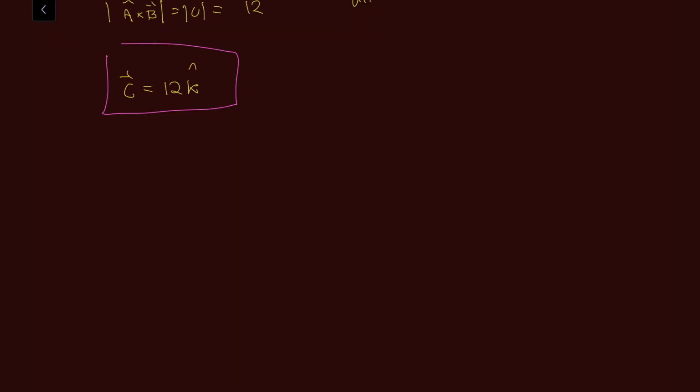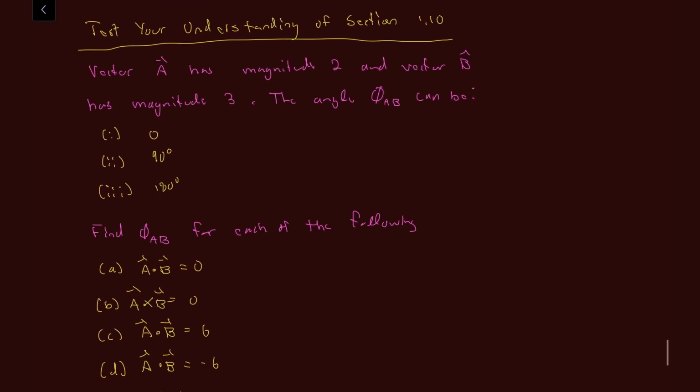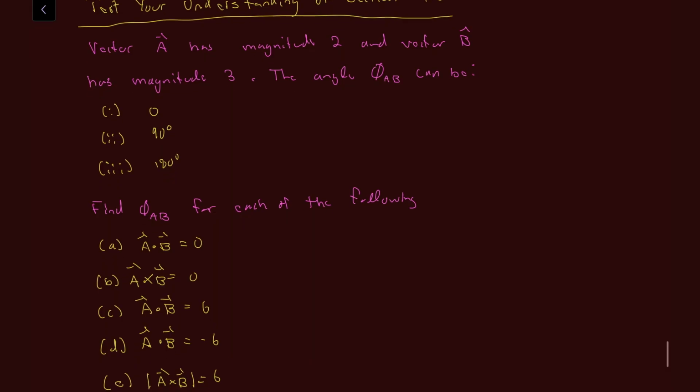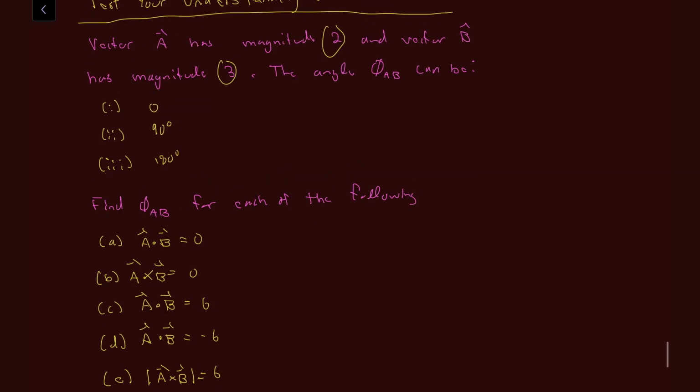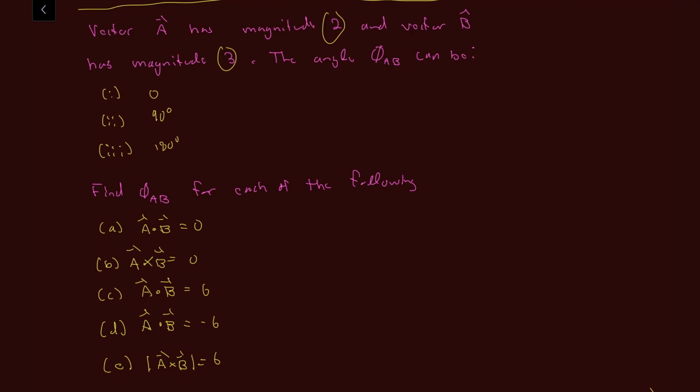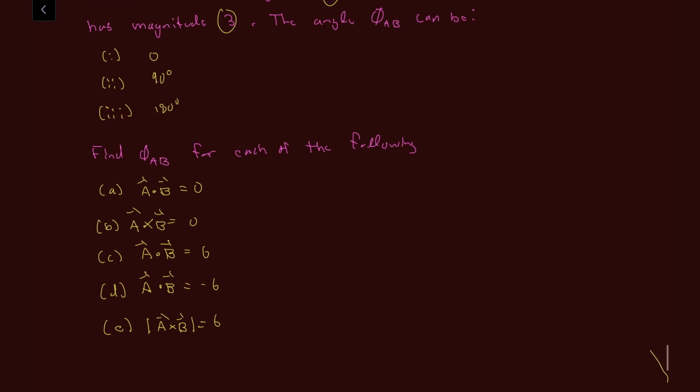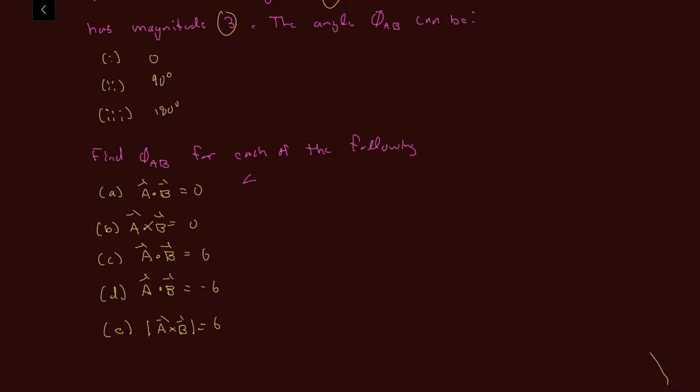Let's move on to testing our understanding of section 1.10. Okay, so here we are. And it goes like this. Vector A has a magnitude of 2, important to remember, and vector B has a magnitude of 3. The angle phi AB can be either 0, 90 degrees, or 180 degrees. Find phi AB for each of the following. A dot B is equal to 0, A cross B is equal to 0, A dot B is equal to 6, A dot B is equal to negative 6, and the magnitude of A cross B is equal to 6.